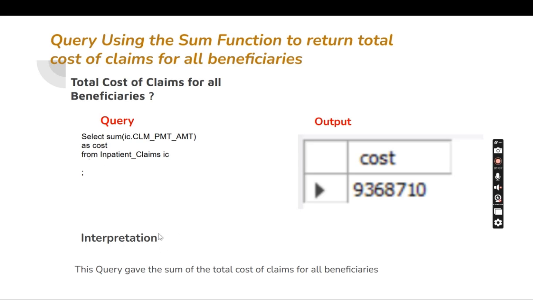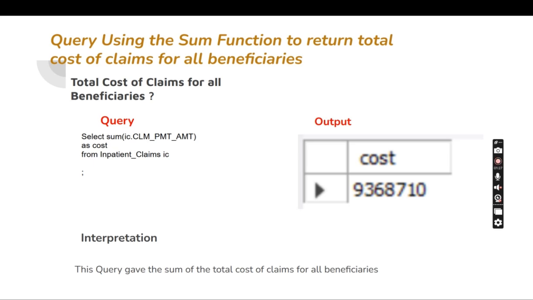For this query, I first started with the select clause, which allows you to list all the fields you want to display in the query results. In this case, it was the claims payment amount. This was followed by the from clause, where you list the table or tables that contain the selected fields.